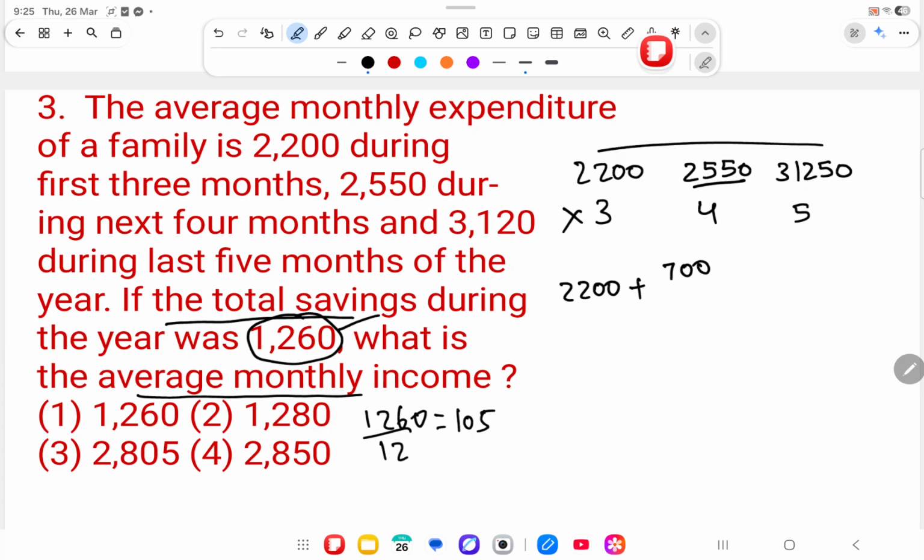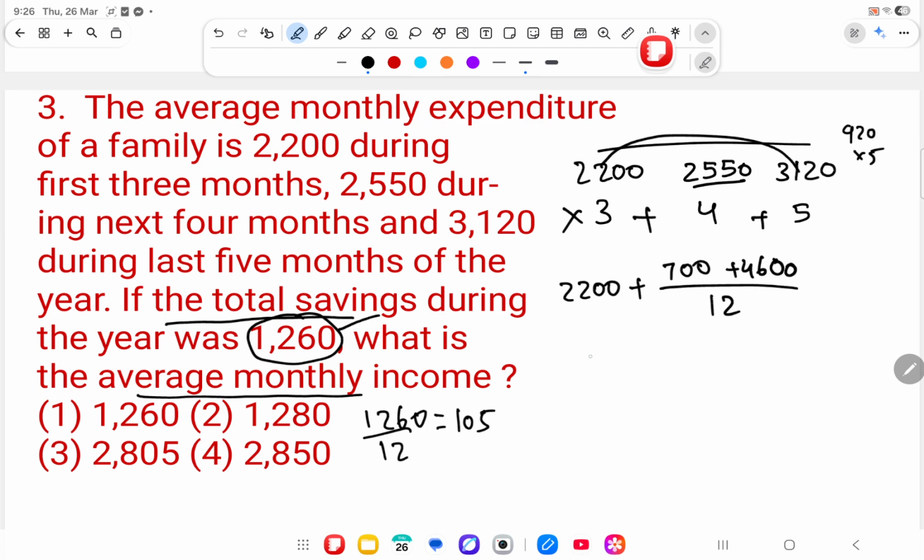Increased. Then, sorry, I wrote wrong here. 3,120, I wrote as 3,125. Then, how many times it is? More than by 920. Compared to 2,200, it is 920. 920 into 5. 5 zeros, 0. 5 2's 10. 5 9's 45 plus 1, 46. Whole divided by 3 plus 4 plus 5, which is 12.